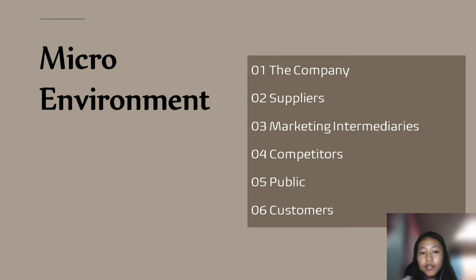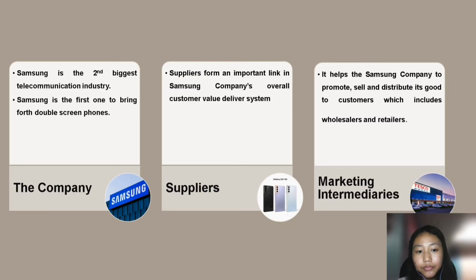These are 6 types of microenvironment that affect the Samsung company. For the company part, Samsung is the second biggest telecommunication company in the world through its invention of the smartphone. And Samsung is the first one to bring a foldable screen phone.